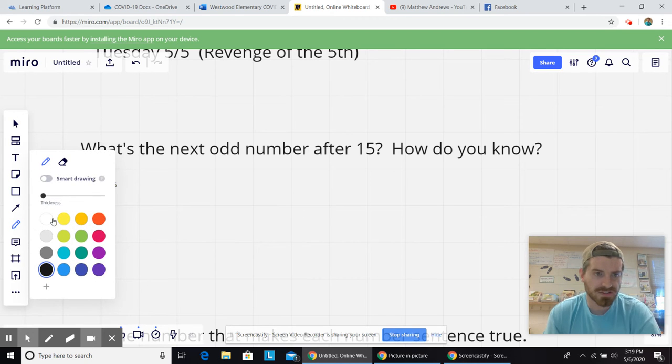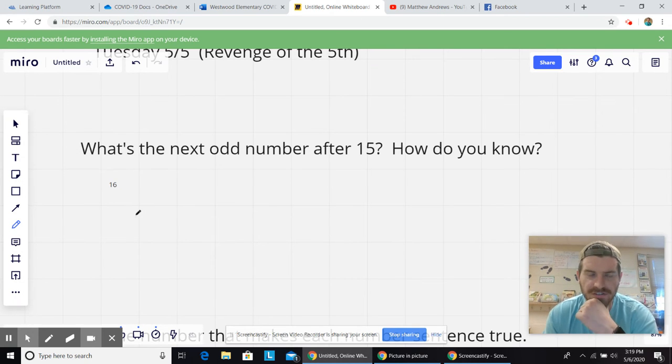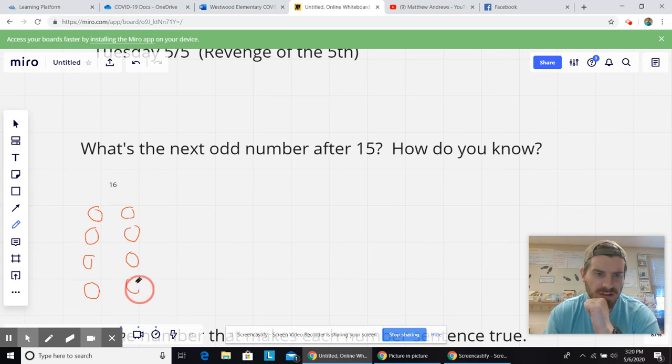I'm just going to draw it. So let's draw 16 circles and see if that's the next odd number. 1, 2, 3, 4, 5, whoops, 6, 7, 8, 9, 10, 11, 12, 13, 14, 15, 16.